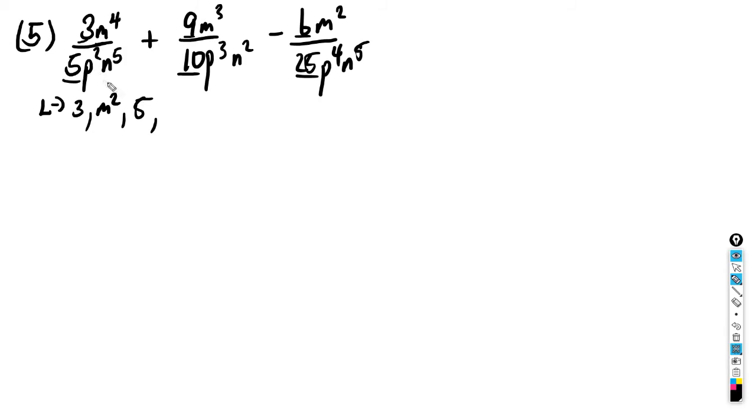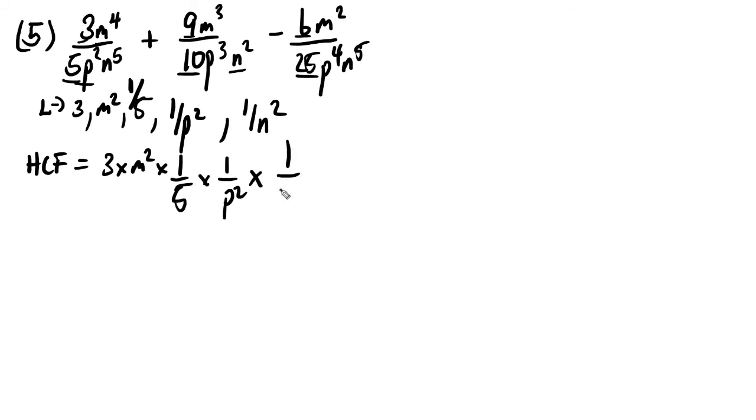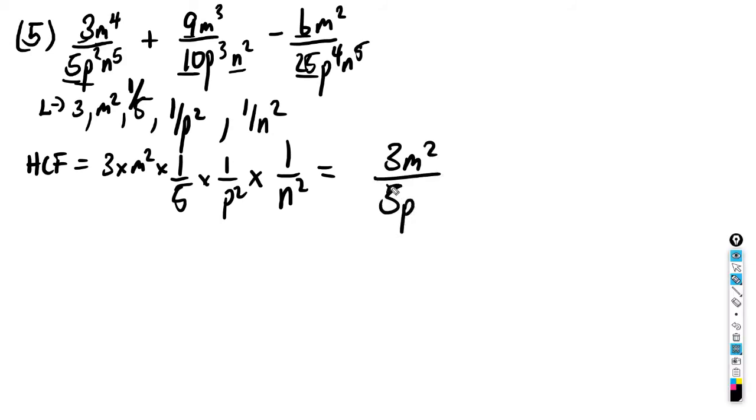The lowest factor for the p, right? Well, first we're going to put 1 over 5 for this because it's under the denominator. Now for p, we want to do the same thing, and we see it's p squared, 1 over p squared. Then for the next one, it's going to be n squared, which is 1 over n squared. So the highest common factor now is equal to 3 times m squared times 1 over 5 times 1 over p squared times 1 over n squared. So we end up getting 3m squared over 5p squared n squared, right?